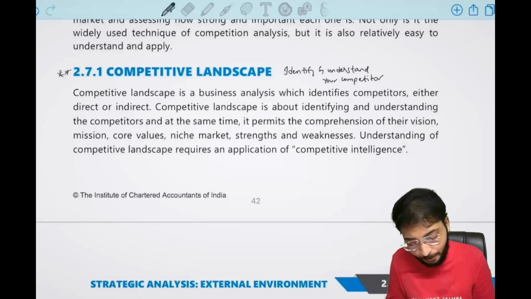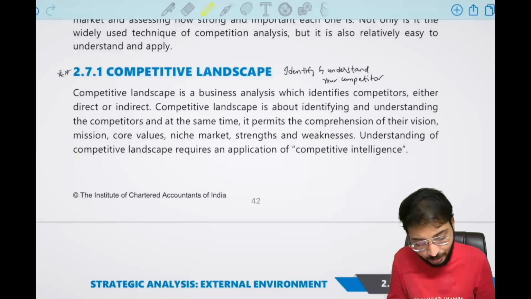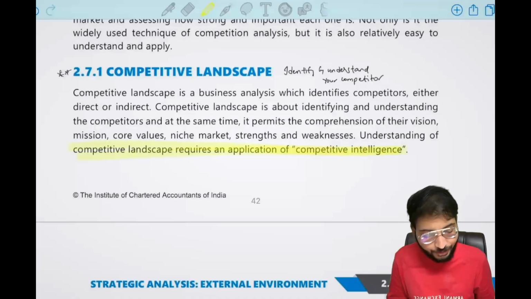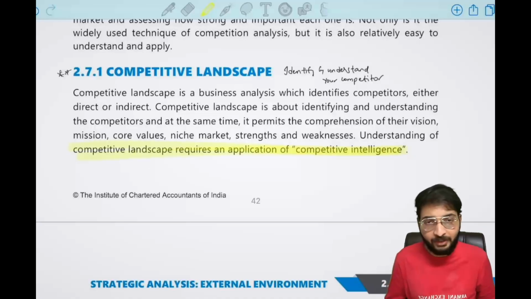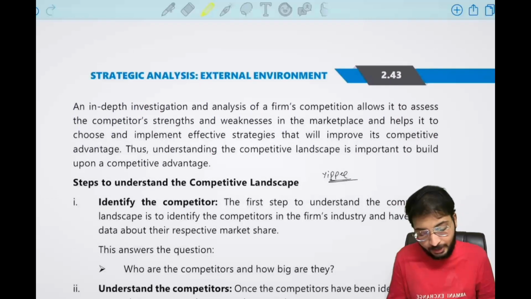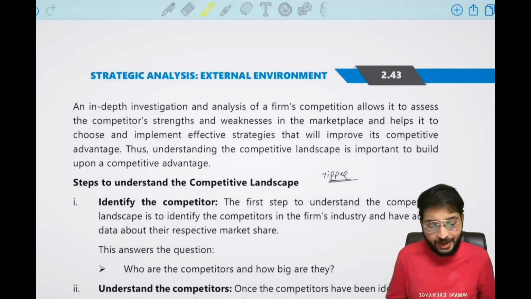Competitive landscape requires something called competitive intelligence. So what does competitive landscape require? It requires competitive intelligence. Now, how do you understand the competitive landscape? There are particular steps to identify your competitor.